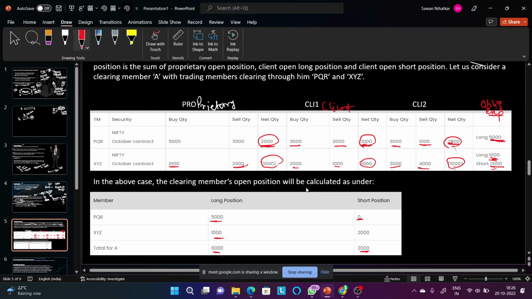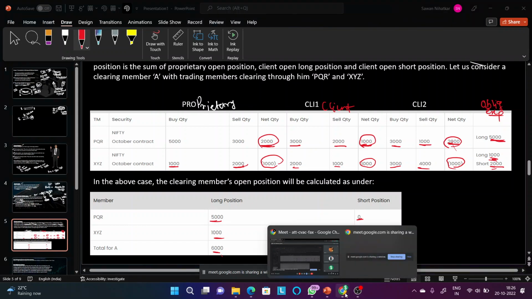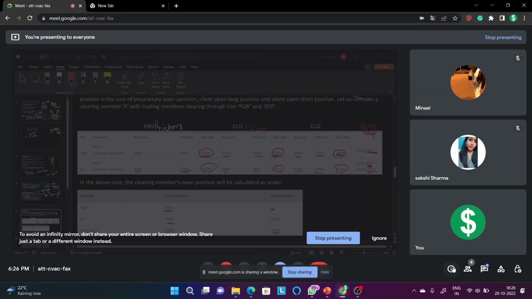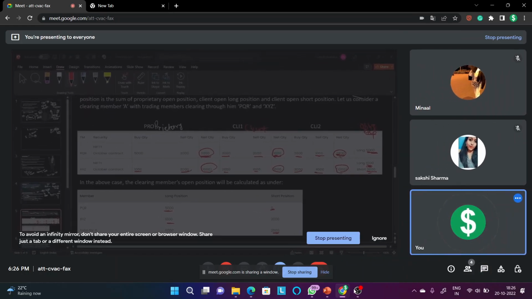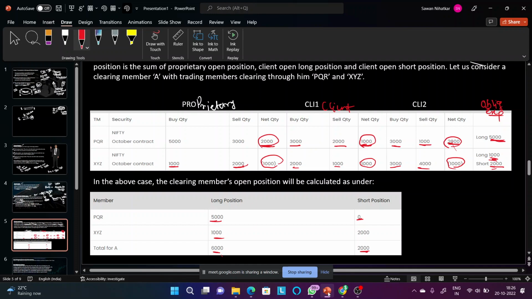Okay, did you understand this? Yes. I guess someone has put a text message. Okay. Minal, did you understand? Sakshi, did you understand? If you have any doubts, ask. Okay, fine, fine.